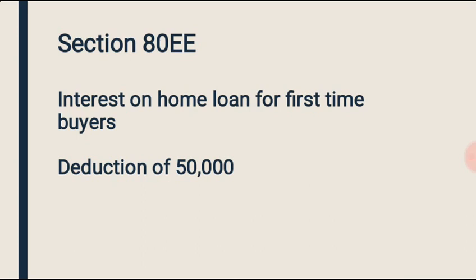This deduction of Section 80EE would be applicable only in some cases. The deduction would be allowed only if the value of the property purchased is less than rupees 50 lakhs and the value of loan taken is less than 35 lakhs. And the loan must be sanctioned between 1st of April 2016 and 31st March 2017. The benefits of the deduction would be available till the time the repayment of the loan continues. This deduction would be available from the financial year 2016-17.